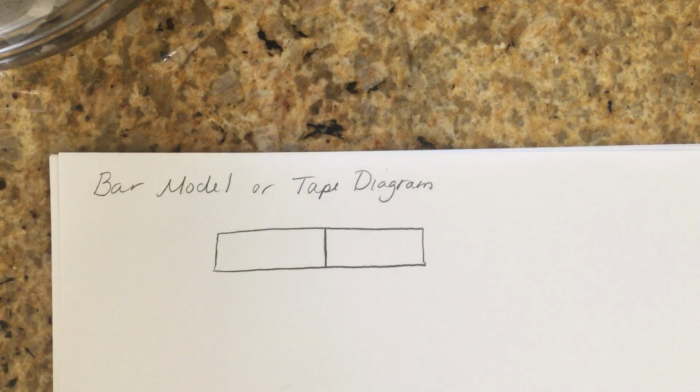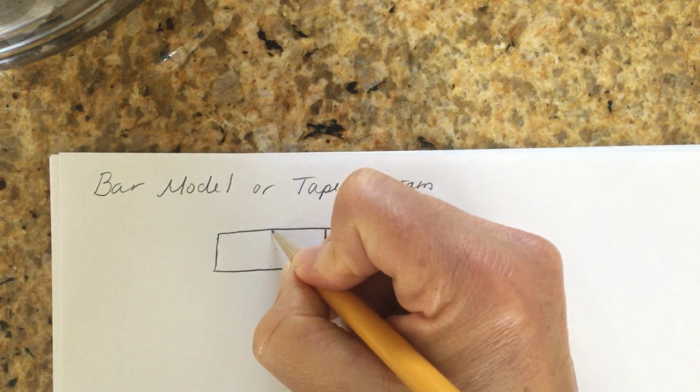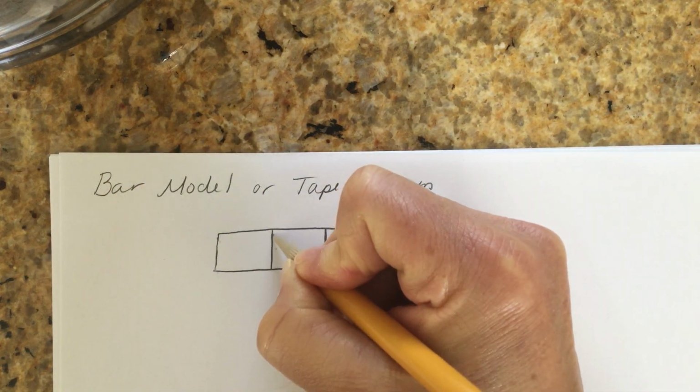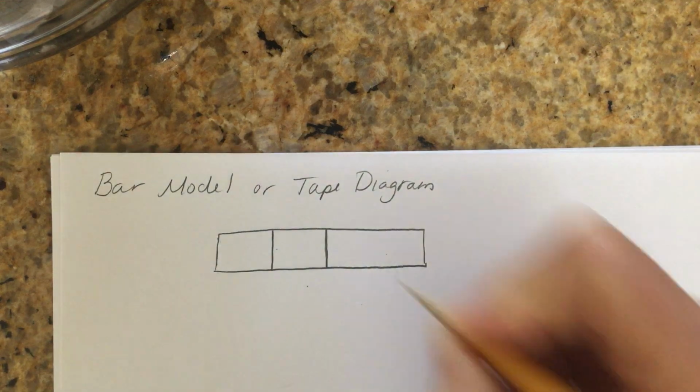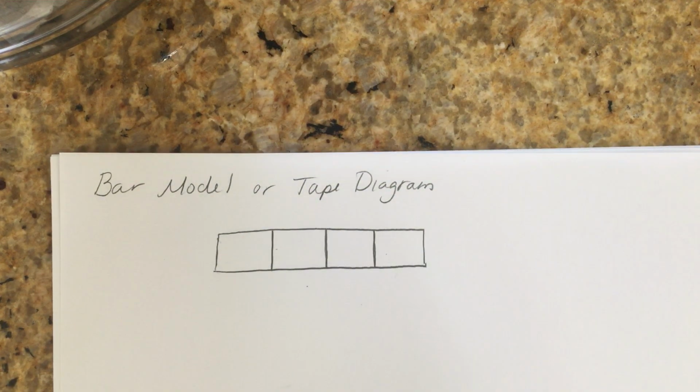Now, what if instead of showing halves, I wanted to show fourths? I would still start like this. I wouldn't try to just draw 4 equal pieces. I would start with halves, just like this, and then I would take each half and split that in 2 pieces. Ta-da! Pretty good, right? I'm feeling proud of my work.